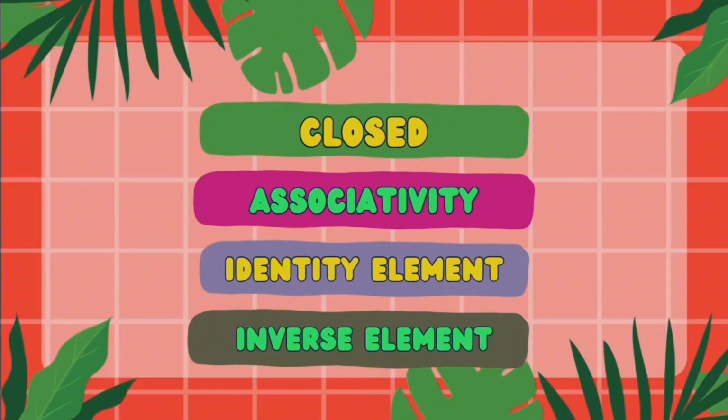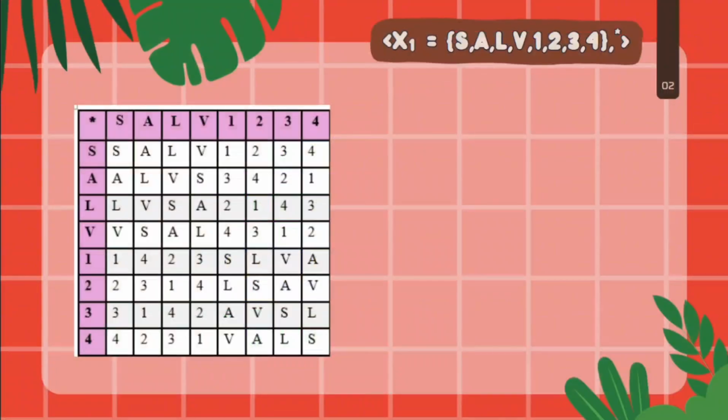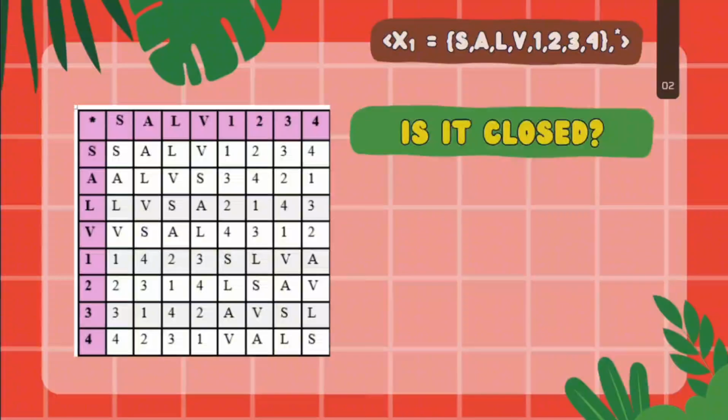So here are the 4 conditions that we need to satisfy. It should be closed, associative, have an identity element, and have an inverse element. Now, we are going to determine if the x sub 1 is a subgroup of our group table. Is it closed?